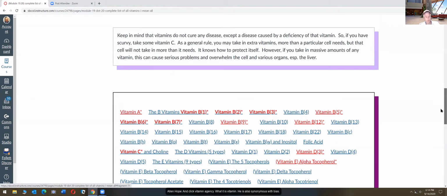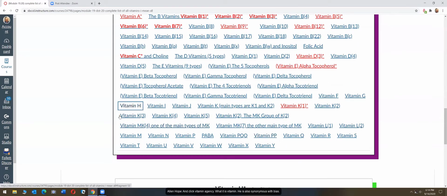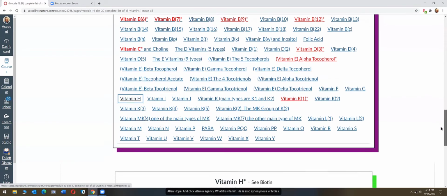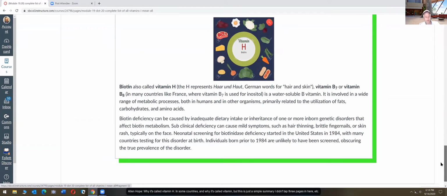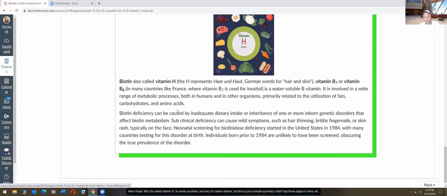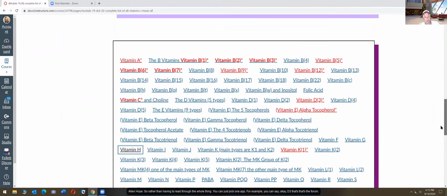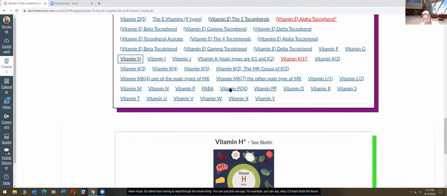Well, go to my document here and click vitamin H and see what it is. Vitamin H is also synonymous with biotin. And biotin, I believe, is B7. Yes, B7. But you can read a little bit more about why it's called vitamin H in some countries and why it's called vitamin. But this is just a simple summary. I didn't type 3 pages in here, etc. So rather than having to read through the whole thing, you can just pick one out.